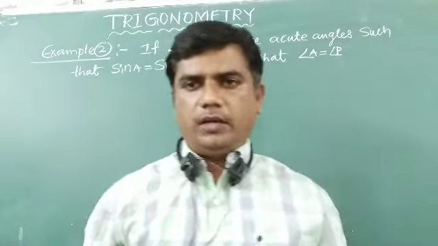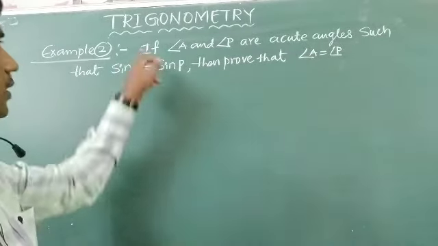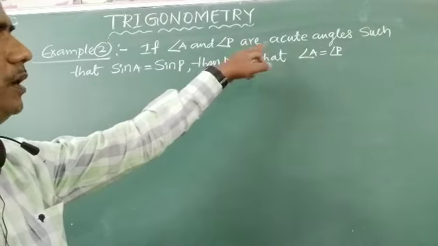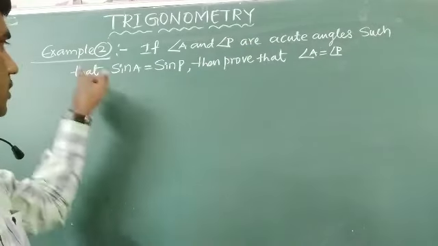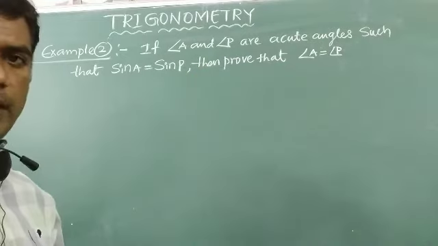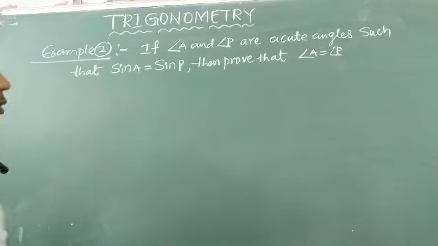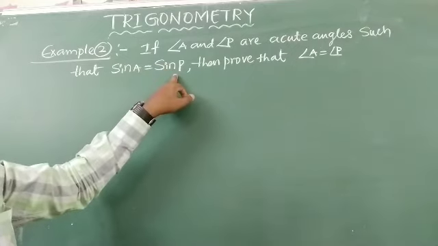Next, example number 2. Here in example 2, it is given: if angle A and angle P are acute angles such that sin A equals sin P, then prove that angle A equals angle P. This is the question. Here angle A and angle P are acute angles. Acute angle means less than 90 degrees. Angle A is less than 90, angle P is also less than 90 degrees, and sin A equals sin P.